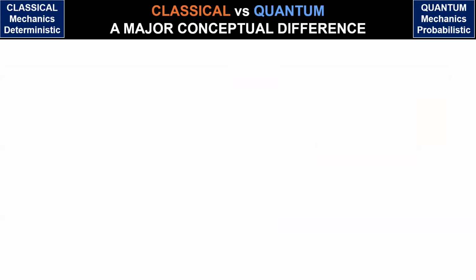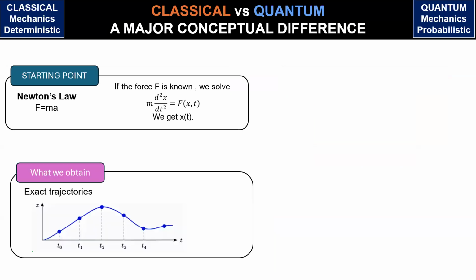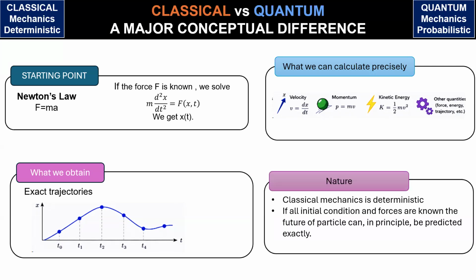In classical mechanics, we study Newton's law of motion, that is F equals ma, and if the force is known, then we can calculate the position, and based on that we can calculate the exact trajectory of the particle at different locations and times. We can precisely calculate the velocity of the particle, that is v equals dx by dt, momentum, kinetic energy, and other features as well. The nature of classical physics is deterministic, and if all the initial conditions and forces are known, then the future of the particle can, in principle, be predicted exactly.